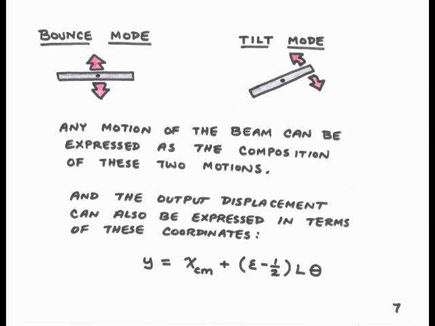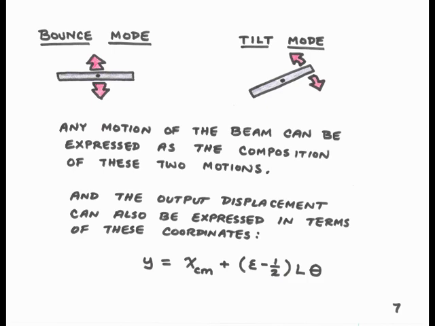The idea behind modal coordinates is that we can think of any motion of the beam as being a combination of these two types of motion. One motion being the motion of the center of mass, that is the beam moving up and down. The other being the motion of the beam about the center of mass, that is the rotation. Commonly, these are called the bounce mode and the tilt mode of the beam. The bounce mode would be the beam moving up and down on the springs, but there's no rotation. And in the tilt mode, there's rotation about the center of mass, with the springs moving, one first compressed and then the other, but there's no motion of the center of mass.